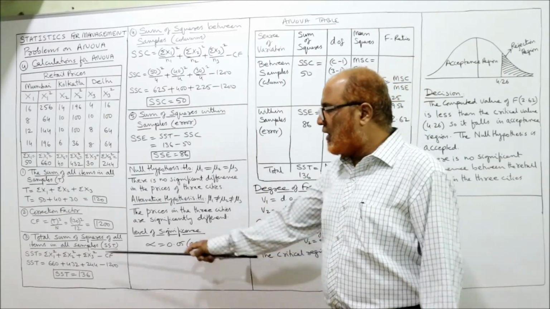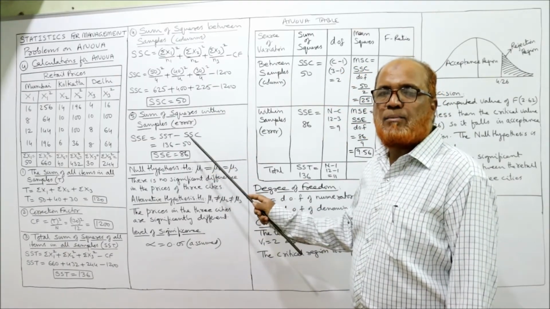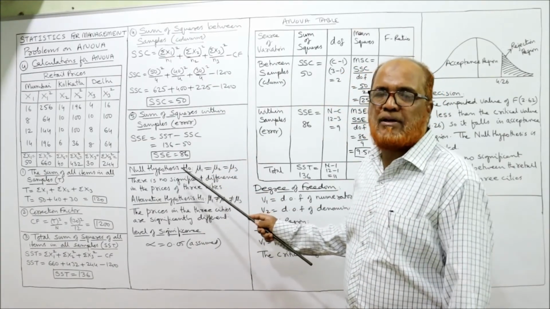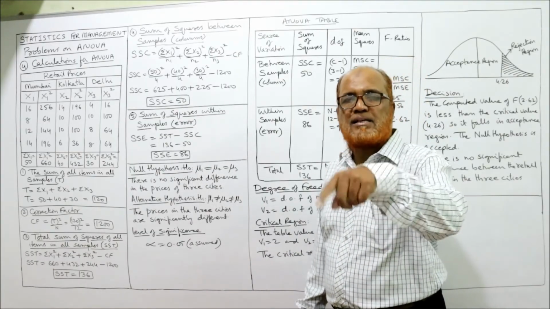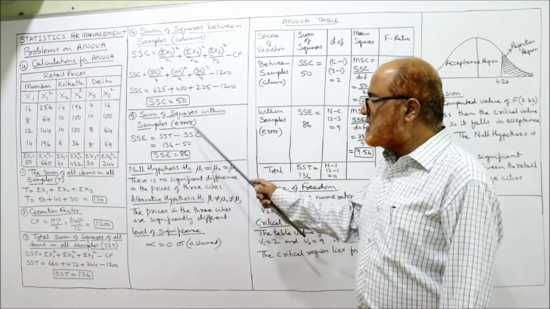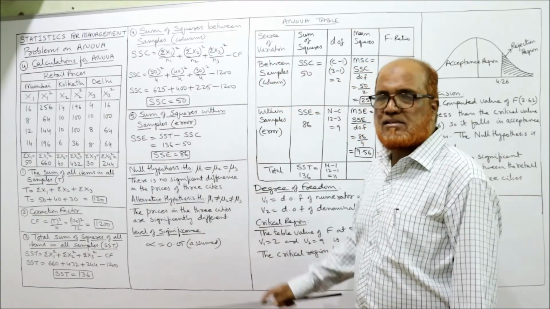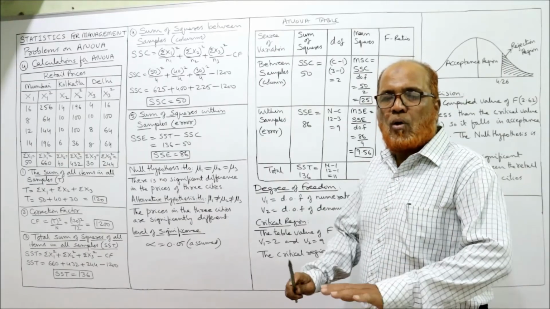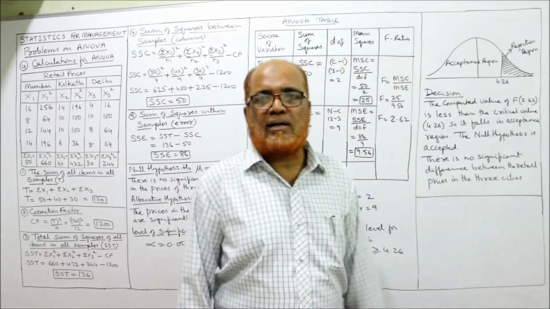So we got SST, we got SSC. Now SSE, sum of squares within the sample, it is called error. So SSE is equal to SST minus SSC. So SST is 136 minus 50, we'll get 86, SSE. All the calculations completed. With the help of this, we can make the Anova table.